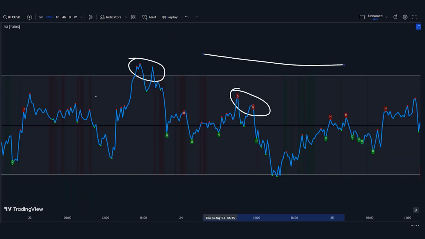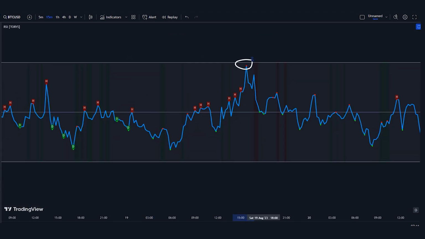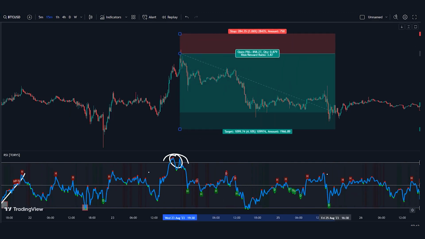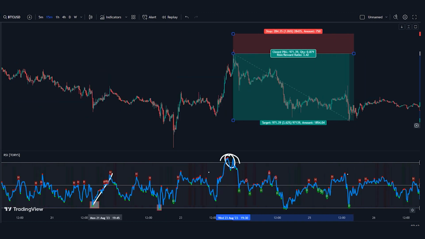Sell setup. Making excellent sell trades is just the opposite of taking perfect buy trades. This blue line should be above the 70 level. Once it's there, wait patiently for a red dot to appear. Open a trade on a fresh candle and watch the market hit your take profit.